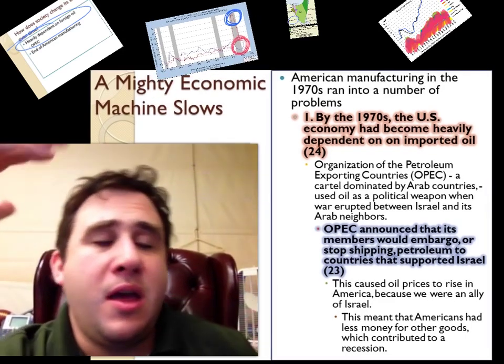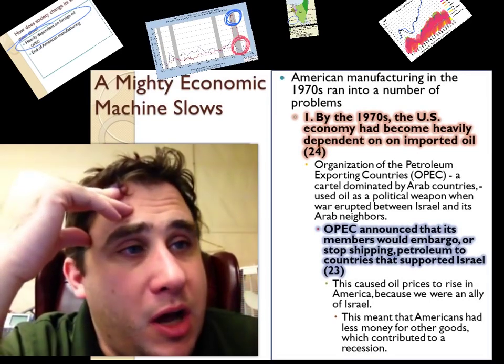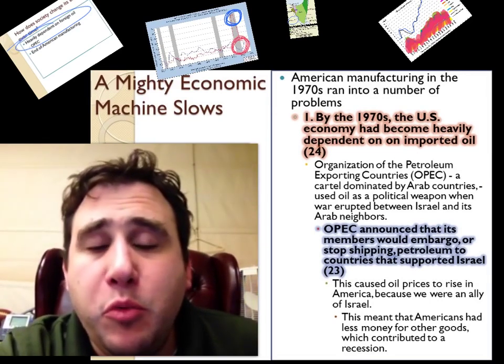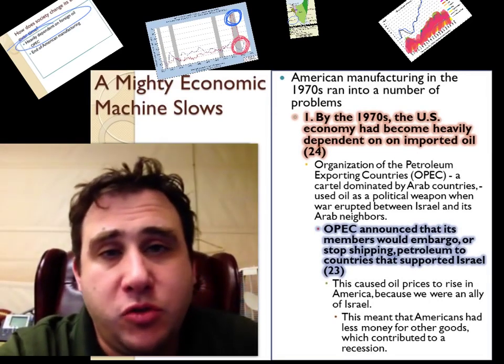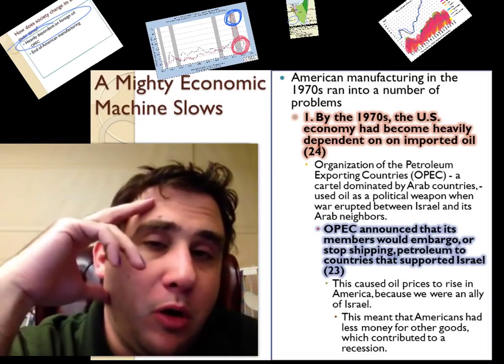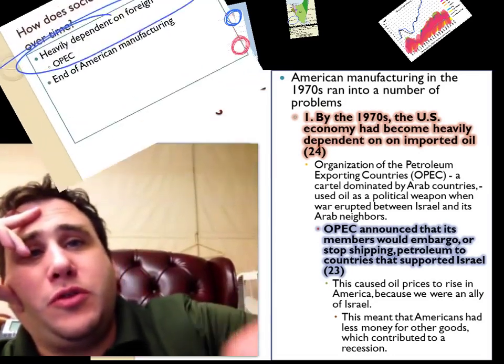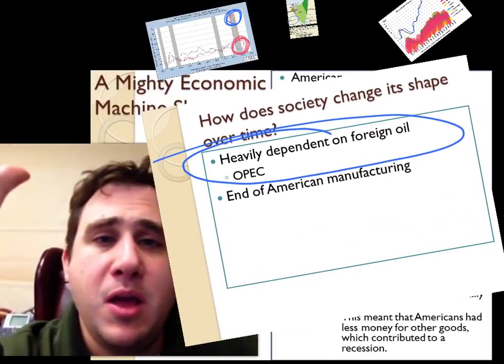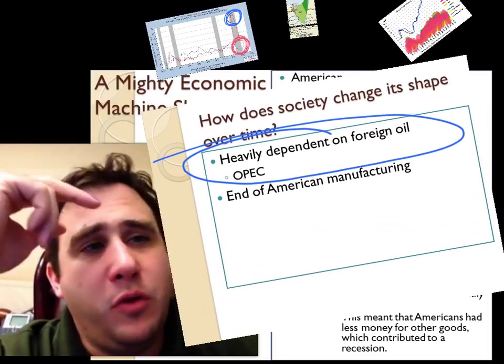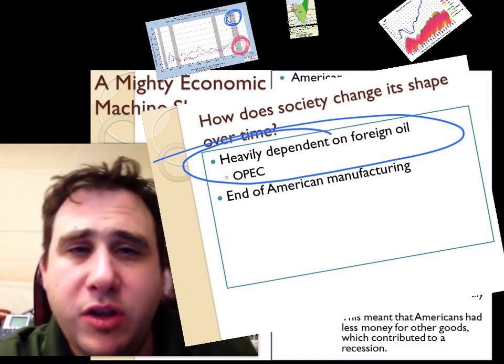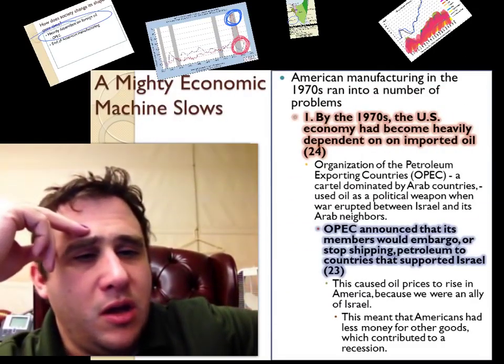So we have one big problem so far with our economy. Our dependency on imported oil makes oil prices rise dramatically when OPEC embargoes us, and it means that we're not going to have as much money to spend on other things. So our society, since it's heavily dependent on foreign oil, is really going to struggle in its economy in the early 1970s.